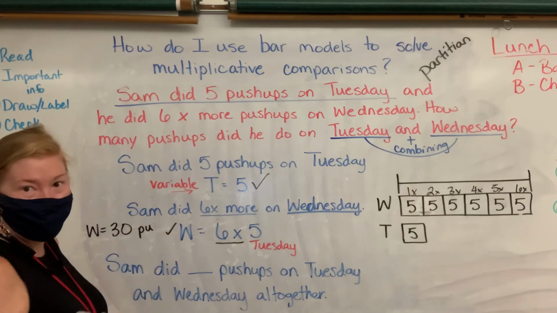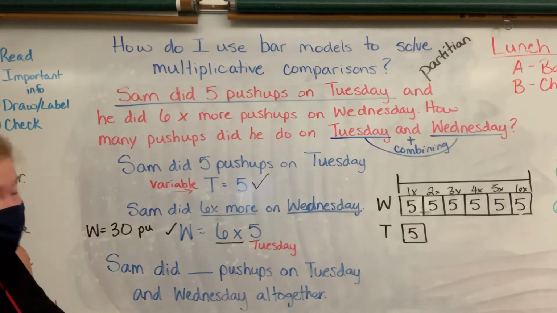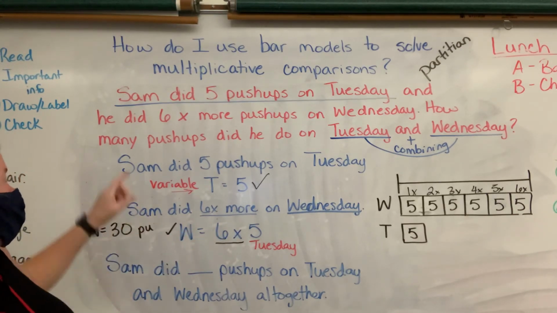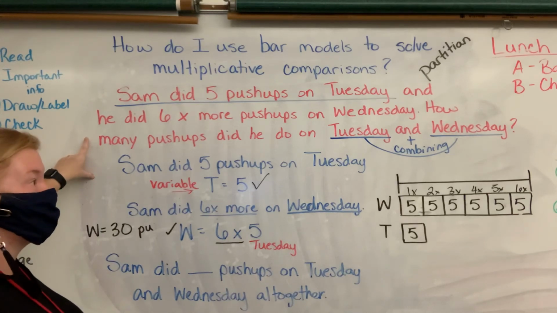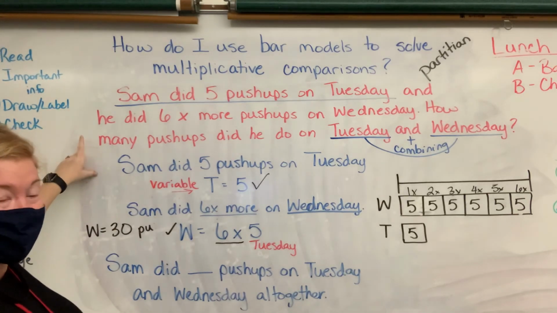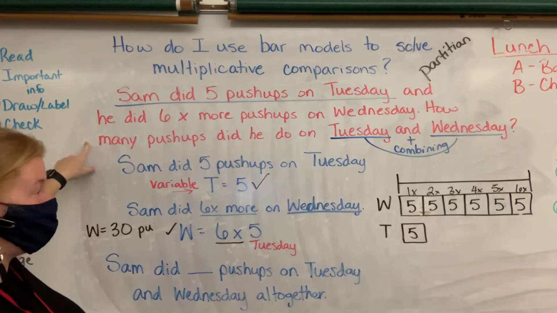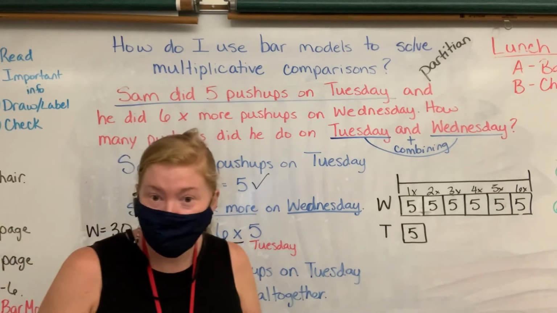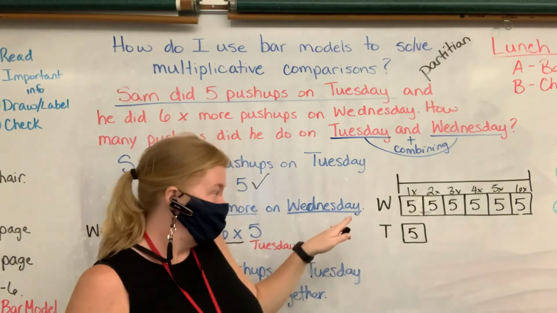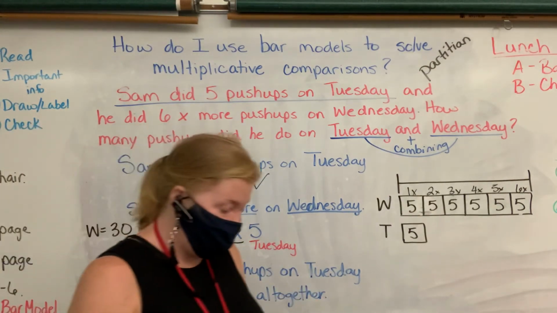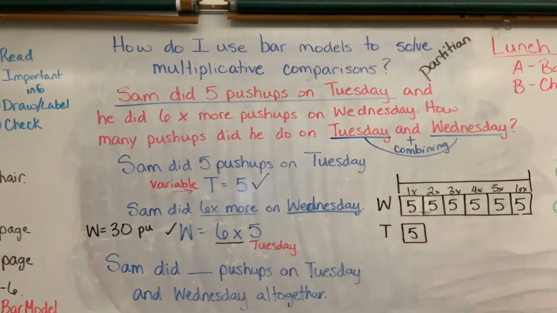I'm just going to put a PU for push-ups so that I have a label. 30 push-ups. Now my question, is my answer going to be 30? Because it says how many push-ups did he do on Tuesday and Wednesday? Is my answer going to be 30? No, you guys are absolutely right. What do I have to do in order to figure out my total? Loud and proud, Miss Jules.